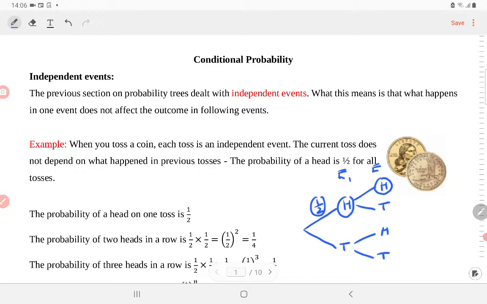That means that these events are independent. So what you get on the second coin does not depend on what you got on the first coin. They're independent. So in independent events, these numbers will be the same. So for example, if we had a half probability of a tail, your second coin is also a half because they're independent events.